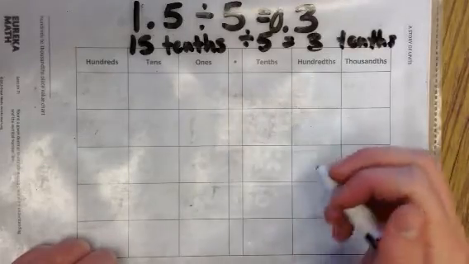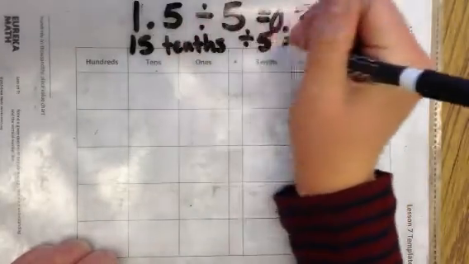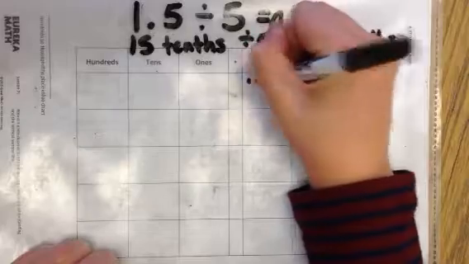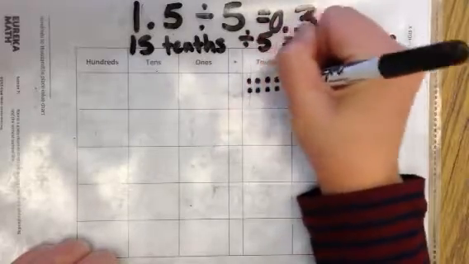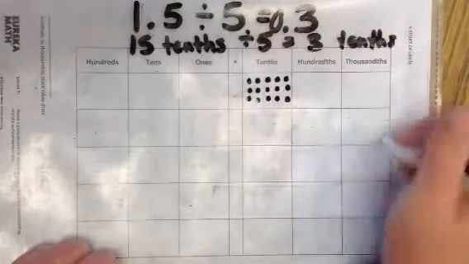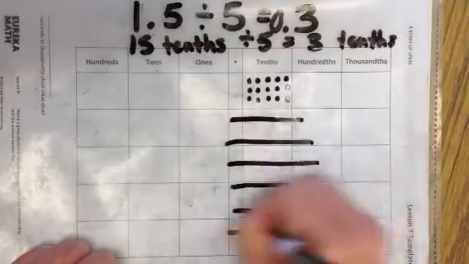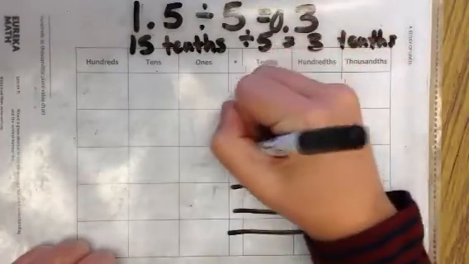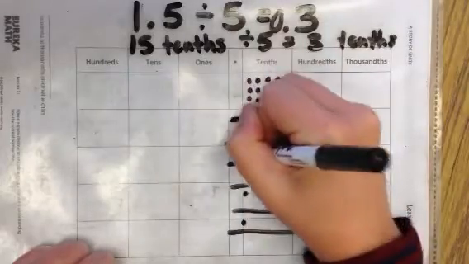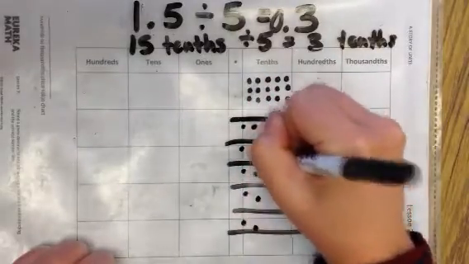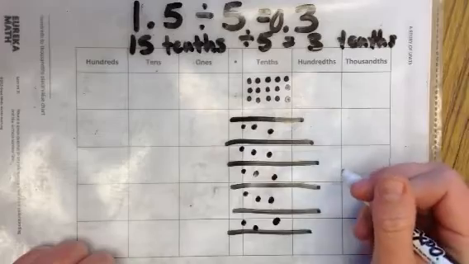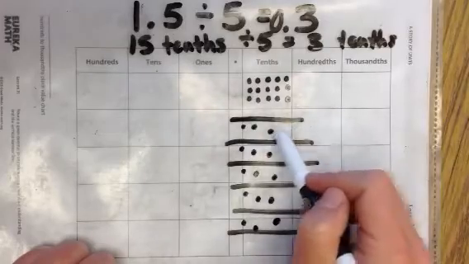We could also do this with our dot method. We could have done 15/10, 1, 2, 3, 4, 5, 6, 7, 8, 9, 10, 11, 12, 13, 14, 15. Divided it into 5 groups. I've got 1, 2, 3, 4, 5, 6, 7, 8, 9, 10, 11, 12, 13, 14, 15. And seen that I had 3/10 in each group.